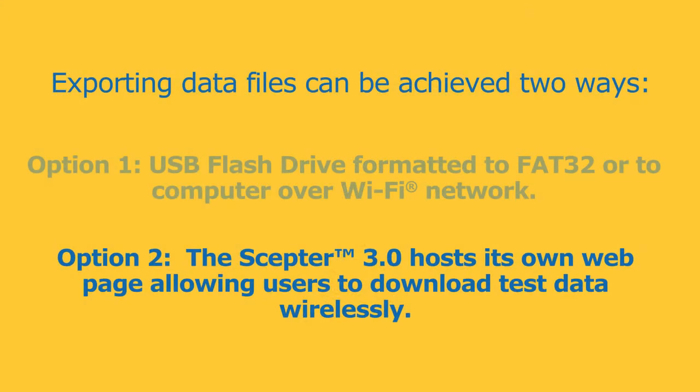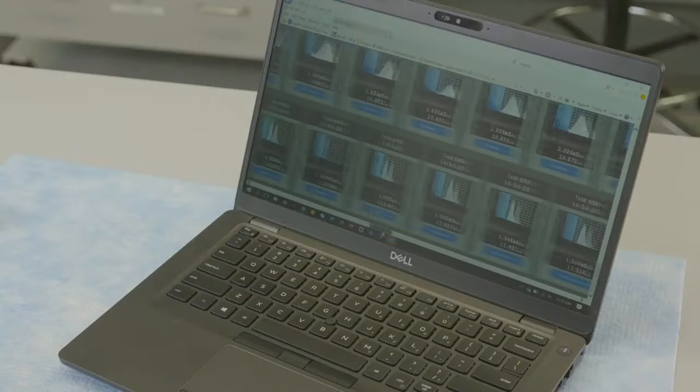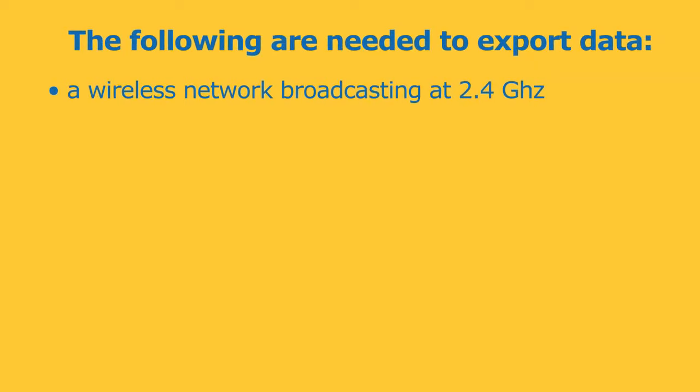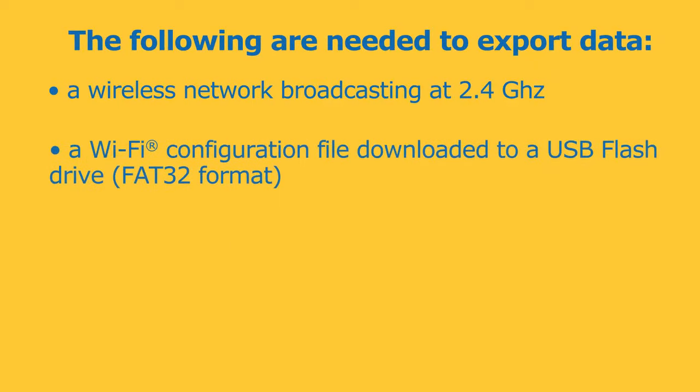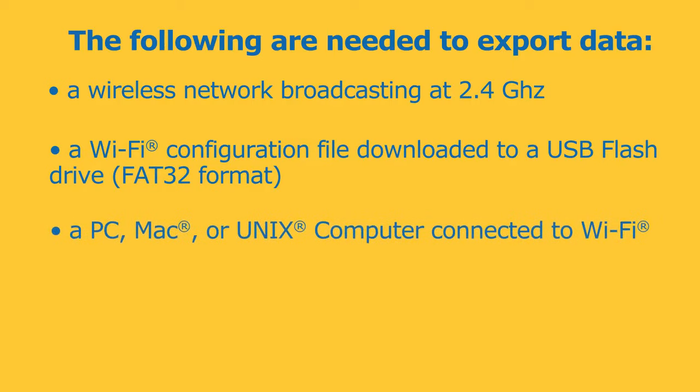Option 2. The Scepter 3.0 hosts its own web page, allowing users to download test data wirelessly. To export data, a wireless network broadcasting at 2.4 GHz, a Wi-Fi configuration file downloaded to a USB flash drive, a PC, Mac, or Unix computer connected to a Wi-Fi network, and the Scepter 3.0 instrument are needed.